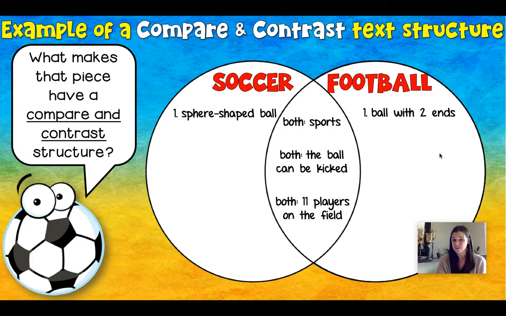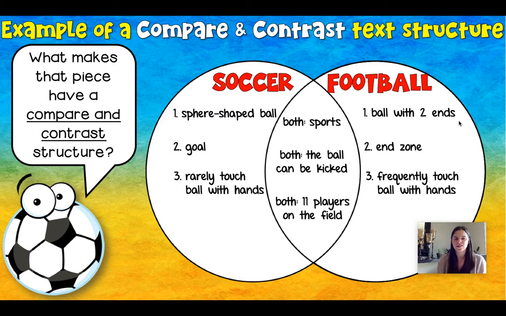Okay? The ball is different on each one, right? They both have a ball, but in soccer, it's a sphere, it's a circle. And in football, it has two ends on it. The other thing is, in soccer, you call it a goal, where in football, it is called the end zone, right? That's where you score your points, either in the goal in soccer or in the end zone in football. In soccer, you don't really use your hands, where in football, you do. And then soccer, you're not allowed to tackle. You get that yellow card, right? Or that red card. Where football, tackling is allowed.